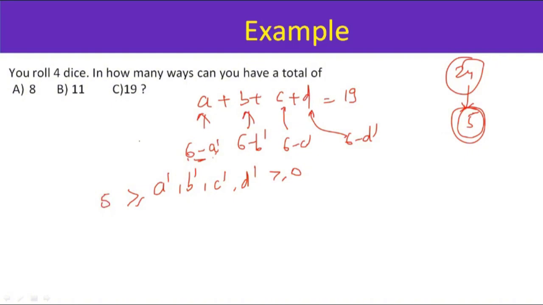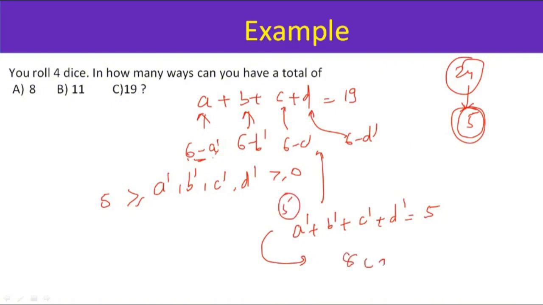And then if you rewrite this equation again, the new equation becomes A prime plus B prime plus C prime plus D prime is equal to 24 minus 19, which is 5. And A prime, B prime, C prime, D prime are greater than or equal to 0 and less than or equal to 5. Now there is no constraint, because the maximum it could be is 5 only, which is allowed. So the answer becomes 8C3.